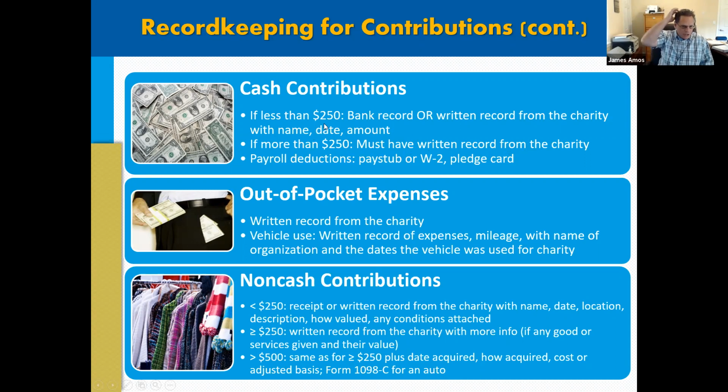So again, we want to make a distinction between cash and non-cash contributions. For cash contributions under $250, you have to have your bank record or a written record from the charity. And it has to have the name, date, and amount on it. If it's more than $250, you must have a written statement from the charity.